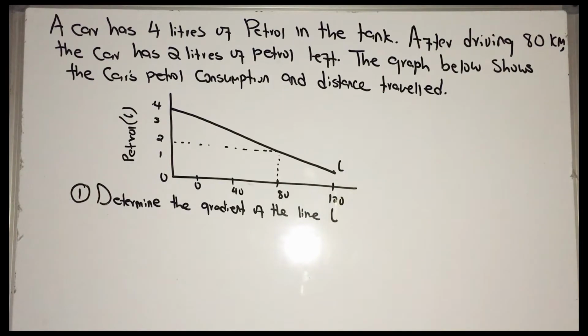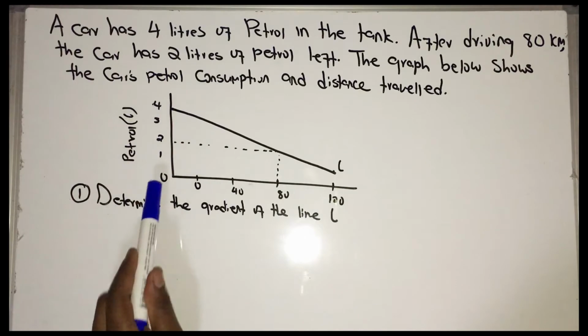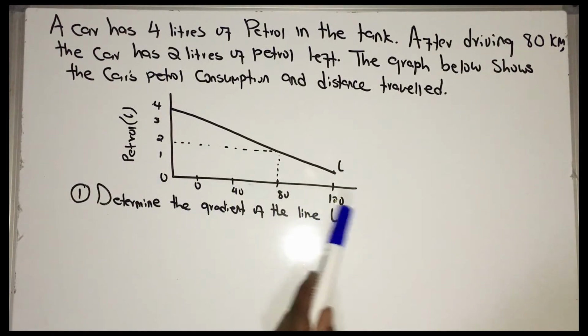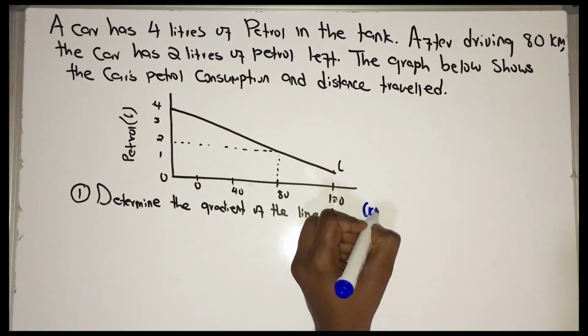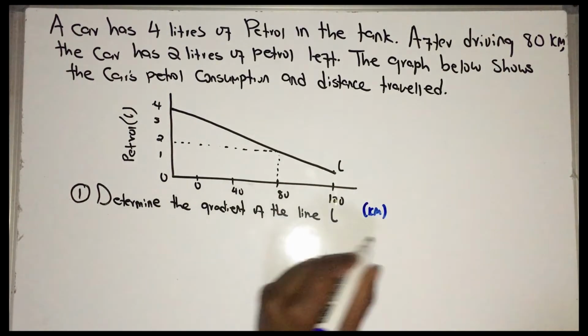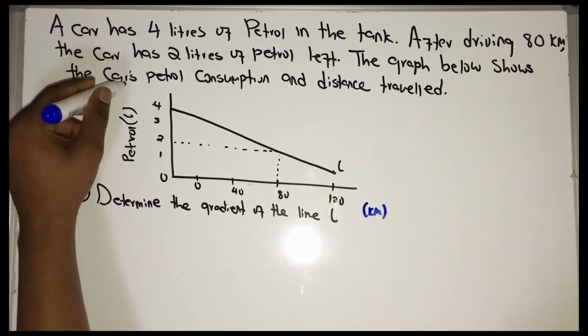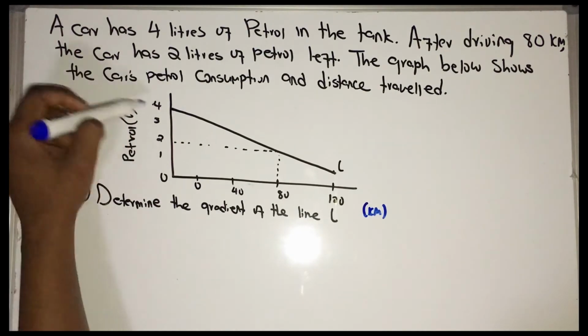Alright, so our last question is as follows. We are told a car has 4 liters of petrol in a tank. After driving 80 kilometers, the car has 2 liters of petrol left. So the graph below shows the car's petrol consumption and the distance traveled. We're given a graph, and this is the distance, I think this is in kilometers. That's the distance traveled in kilometers, and this is the petrol left in the tank in liters.